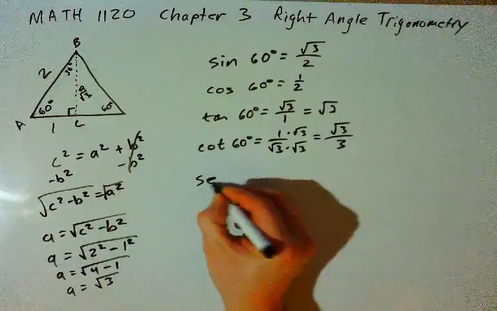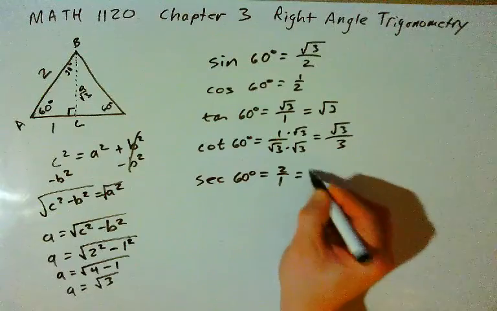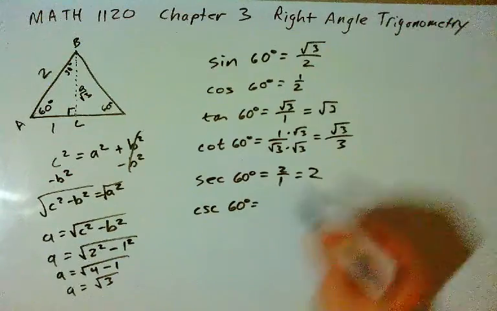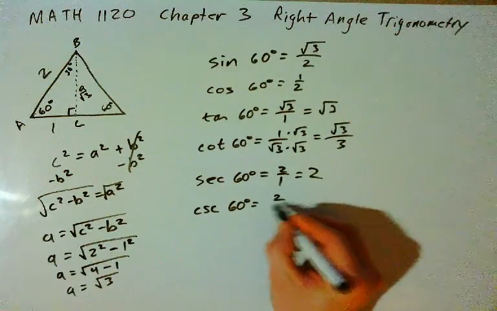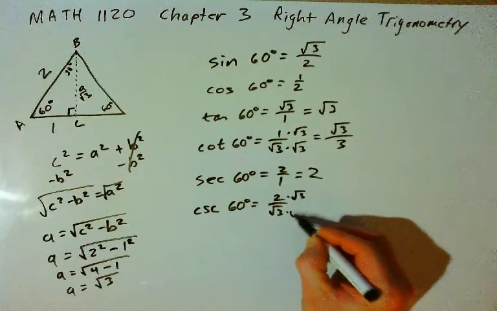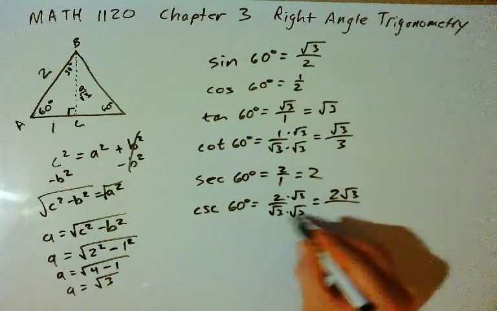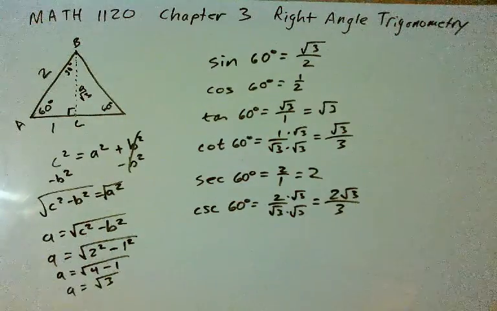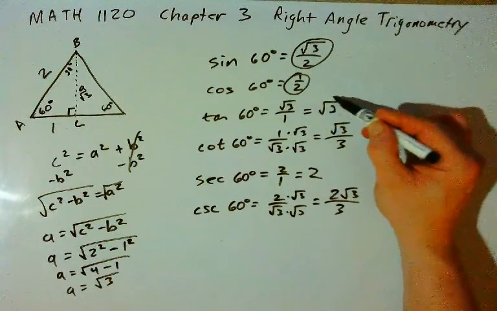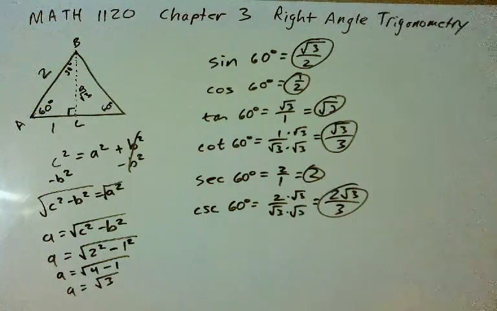And so the secant of 60 degrees will be the reciprocal of cosine, which is 2 over 1, which is just 2. And the cosecant of 60 degrees will be the reciprocal of the sine, which will be 2 over radical 3. And again, I don't want the radical 3 in the denominator, so I multiply numerator and denominator by radical 3. And in the numerator, we get 2 radical 3. And in the denominator, again, the radical cancels, and we get 3. And so these are the exact values of the sine, the cosine, the tangent, the cotangent, the secant, and the cosecant of 60 degrees.